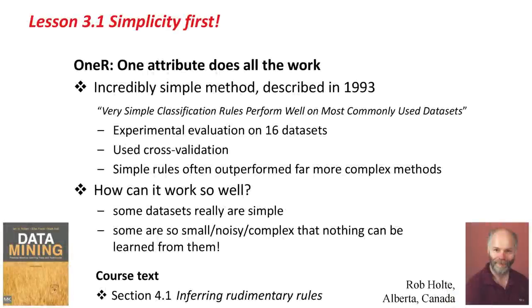Okay, so 1R, one attribute does all the work. This is a very simple method of machine learning, described in 1993, 20 years ago, in a paper called "Very Simple Classification Rules Perform Well on Most Commonly Used Datasets" by a guy called Rob Holte, who lives in Canada. He did an experimental evaluation of the 1R method on 16 commonly used datasets. He used cross-validation, just like we've told you, to evaluate these things. And he found that the simple rules from 1R often outperformed far more complex methods that had been proposed for these datasets.